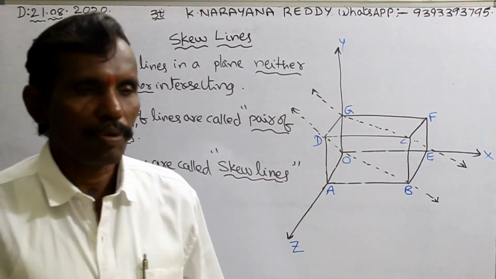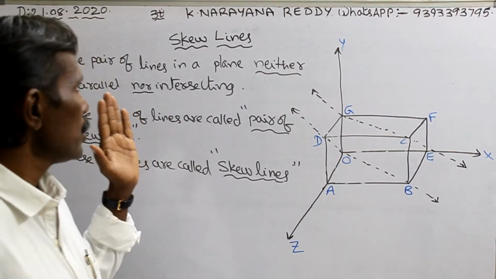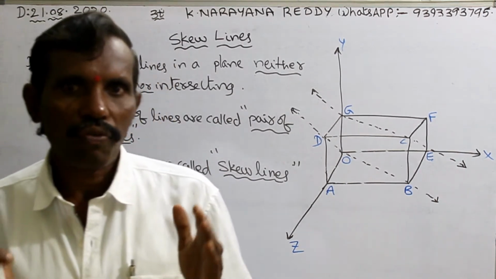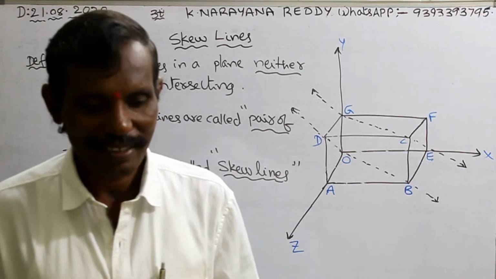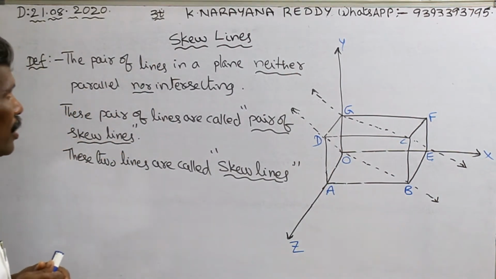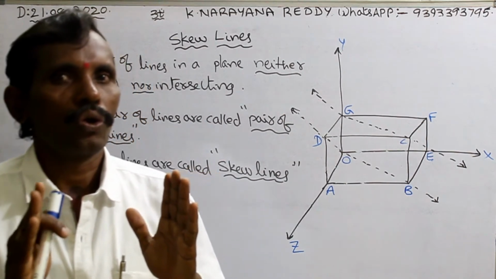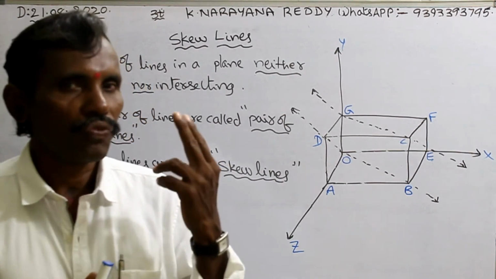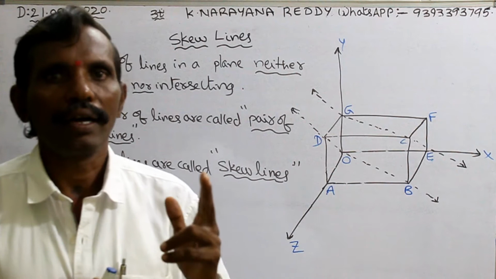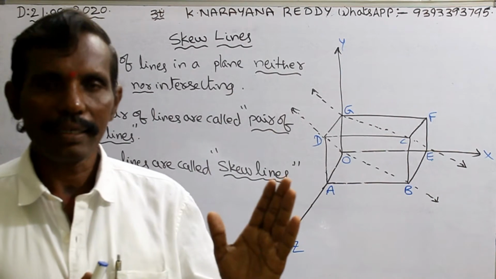In this class I am explaining about skew lines. What is meant by skew line? What are skew lines? Which type of lines are called skew lines? These are very important in vectors. See here, skew means nothing but no parallel, no intersecting. That means if two lines are skew lines, those two lines are not intersecting and not parallel, or neither intersecting nor parallel.